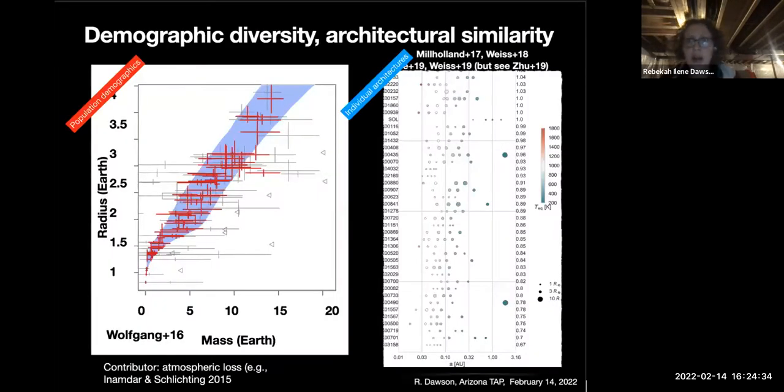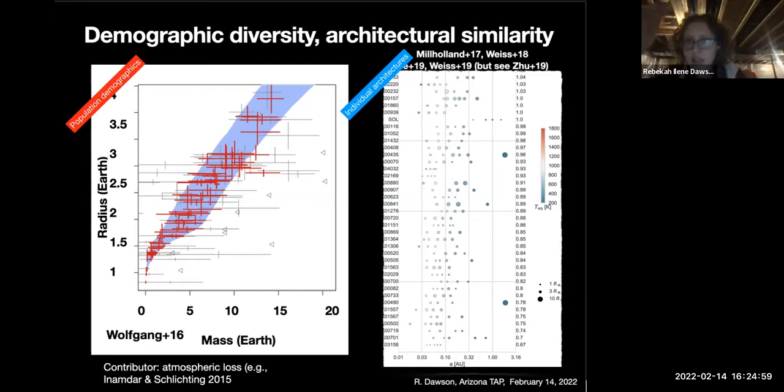Interestingly, in these systems of super Earths and mini Neptunes, we see a lot of variation in the mass radius relation. So on the left, this is showing radius versus mass. And this statistical study found that there's a lot of intrinsic scatter there. So a planet of a given mass in one system has this size, and in another it has that size.